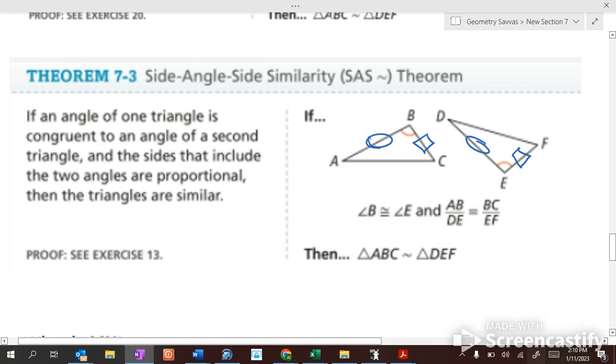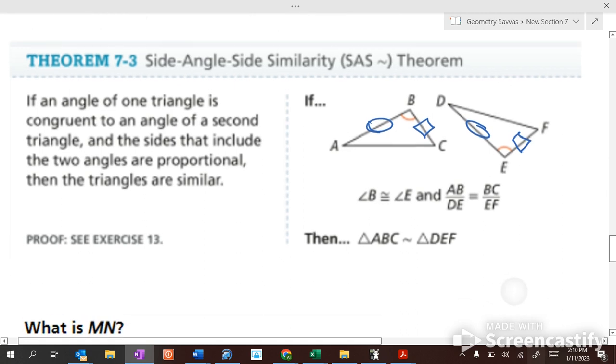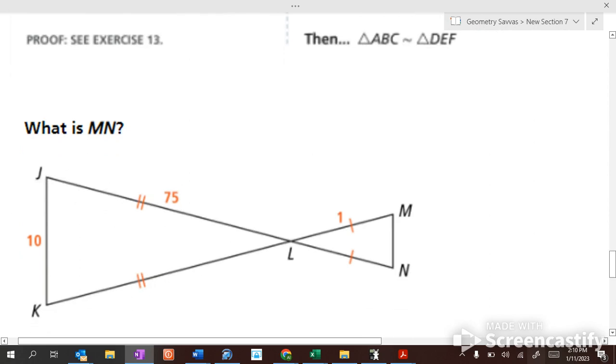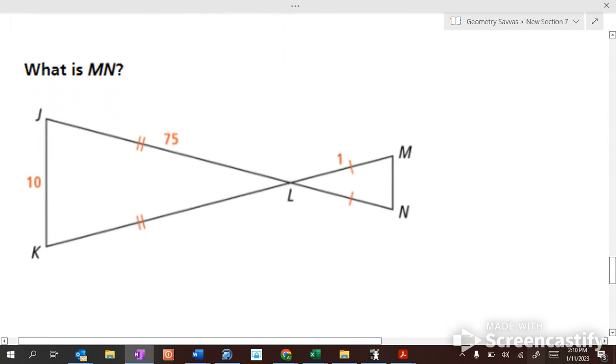Okay? So, triangles are similar if they surround congruent angles and the sides are proportional. If the sides that surround the congruent angles are proportional, it makes the triangles similar. So we want to know the length of MN. But before we can figure out the length of MN, we got to see if it is similar or not.